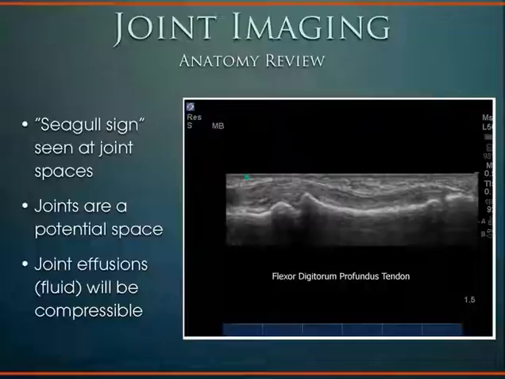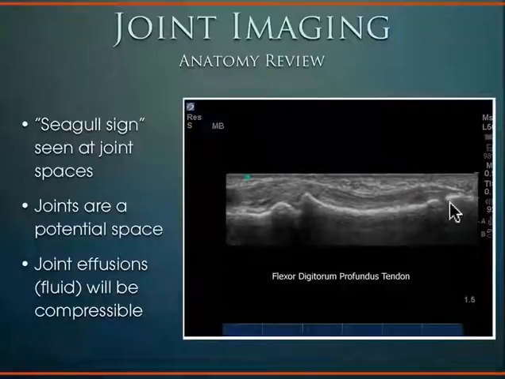So moving to joints and more bony anatomy now. When we're looking at joint anatomy on ultrasound, it has this characteristic seagull sign. So I showed this image earlier. This is the PIP joint, proximal interphalangeal joint, and it has this joint space here, proximal joint articular surface, distal joint articular surface, and this seagull bird pattern. So that's just a typical thing you'll see at joint spaces, and then distally, again, joint space here with distal articular surface here.